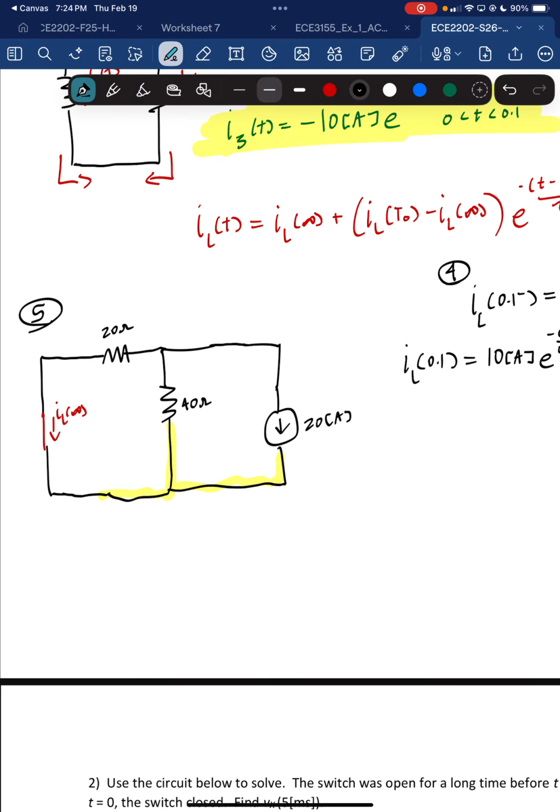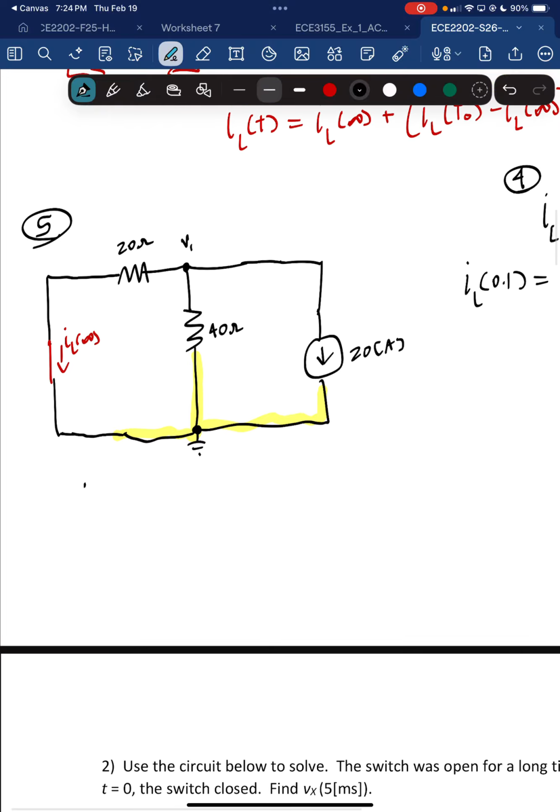You did an opposite, node voltage. Yes. Yeah, if you made this your ground, you would just call this V1. V1 over 20 plus V1 over 40 plus 20 amps equals 0. Solve for V1, then say I of infinity is V1 over 20. Okay. Yeah, that works. Current divider is optimal if you're comfortable with it. If you're not, just do nodal.